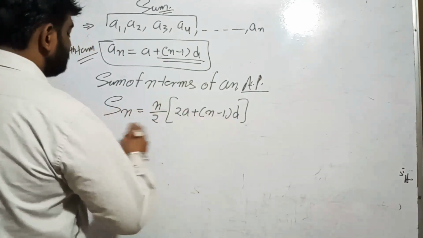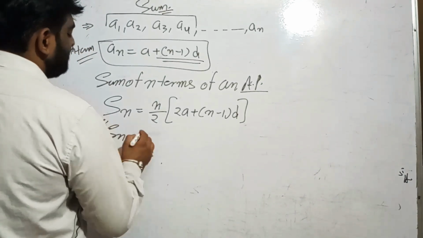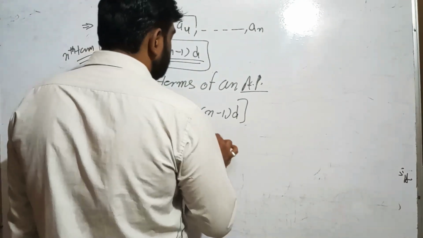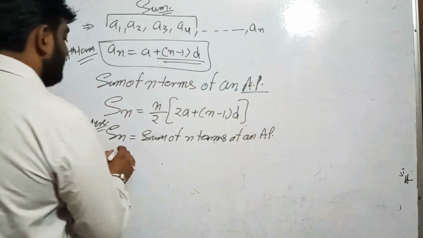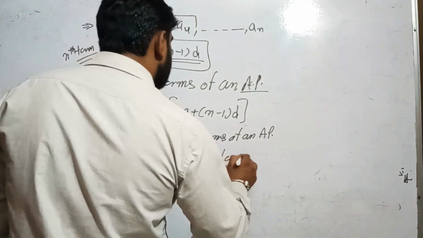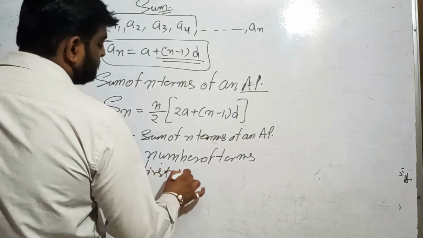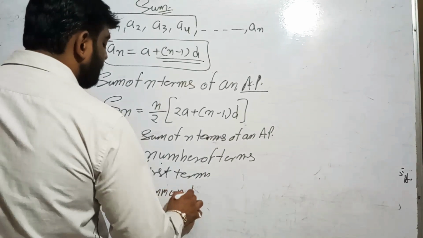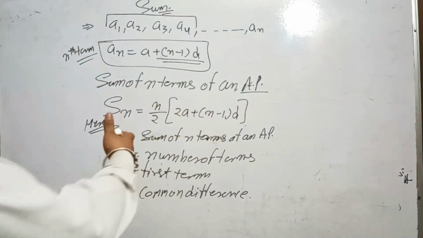Here Sn is denoted as the sum of n terms of an AP, and n equals the number of terms, students, and a equals the first term, and d equals the common difference, students. And I think all things are done with that.